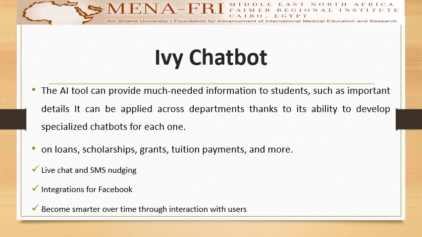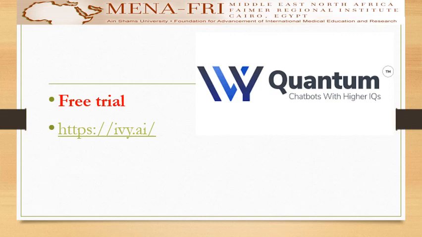IV Chatbot. This tool can provide much-needed information to students, such as important details. It can be applied across departments, thanks to its ability to develop specialized chatbots for each one. It is used on loans, scholarships, grants, tuition payment, and others, with live chat, SMS nudging, and integration for Facebook. It becomes smarter over time through interaction with users. For the software application, you can follow this link.